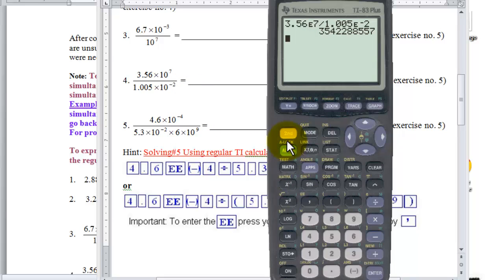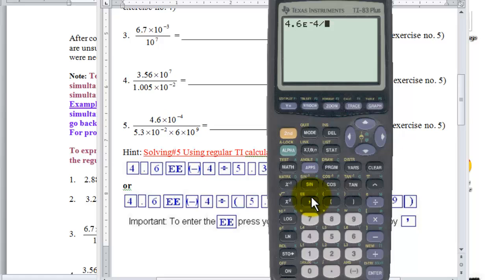Number 5. Okay, number 5 is important. This is where we have an operation in the denominator. So we'll go 4.6 times 10 to the power -4. So we'll go second E -4. And then divided by, and now after you divide, you either follow the first method where you'll divide by 4.3 times 10 to the -2, then divide again by 6 times 10 to the power 9, or just use parentheses.